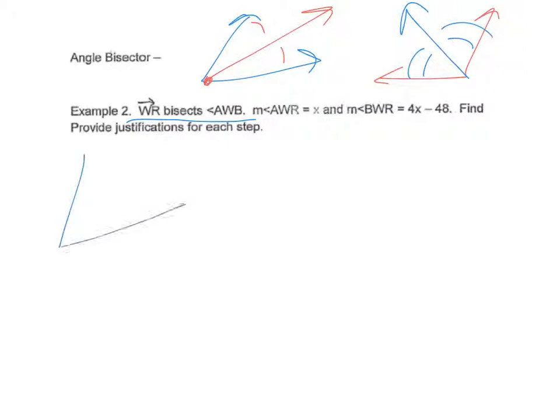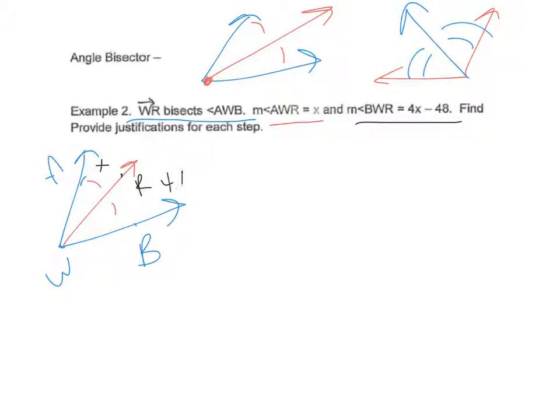So draw AWB and label A. W has to be at the vertex B. WR is a ray that bisects it. So that means that these two are equal. If the measure of angle AWR, oops, I forgot to draw R in. The measure of angle AWR is x, and BWR is 4x minus 48. Find x and provide justifications for each step.